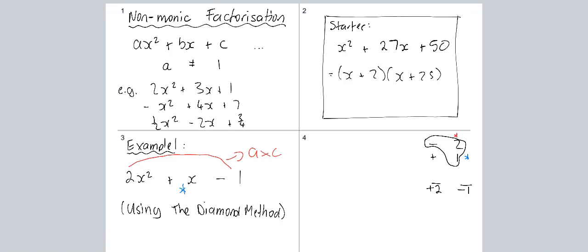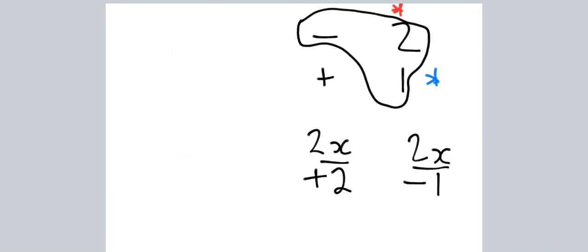All right. The next thing we do is we put the a term, the ax squared term, on top, but without the square. So we end up with 2x on top and 2x on top here. We're nearly there, guys. I'm going to zoom up now because I think it's important that you see what I'm doing here. So that's what I'm left with, 2x over plus 2 and 2x over minus 1.